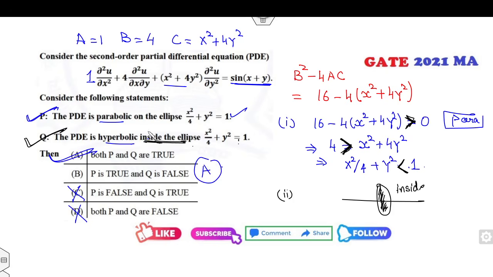If instead of inside he said on the ellipse, then it would be a wrong answer, because we get strictly less than 1. Fine. So that's why A is the correct answer of this problem.